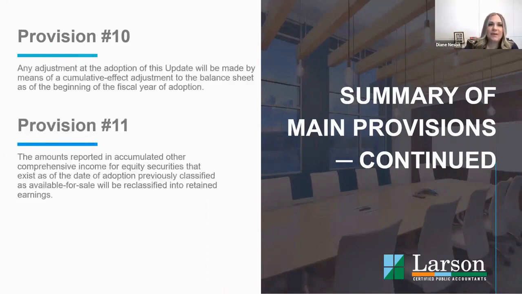All right, next up, it talks about what you do when you implement the standard. So any adjustment at the adoption of this update will be made by means of a cumulative effect adjustment to the balance sheet as of the beginning of the fiscal year of adoption. So to clarify that a little further, the next item talks about these amounts that were reported in accumulated other comprehensive income for equity securities that exist at the date of adoption that were previously classified as available for sale will be reclassified into retained earnings.